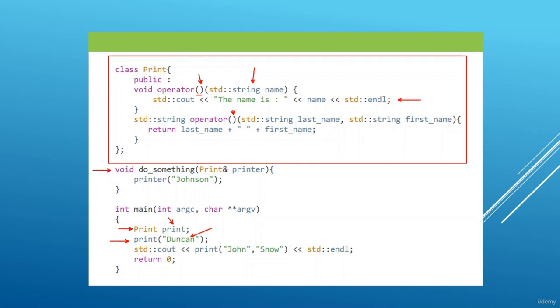We can also use print objects as function parameters. For example, here we have a do something function, which takes a print object by reference, and it is going to call our operator using the syntax here, and this is going to print the name is Johnson through the do something function here. We can also call the other operator by passing in the first name and the last name, and this is going to print Jon Snow. Notice that this is going to return a string, and that's what we're going to be printing directly through std::cout here. And this is really going to work.